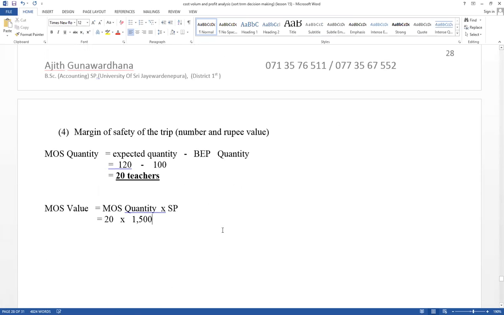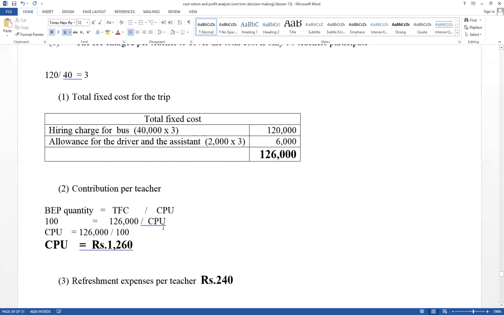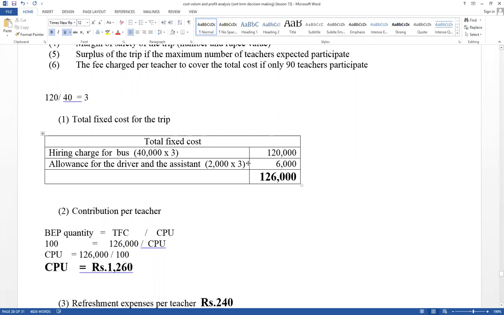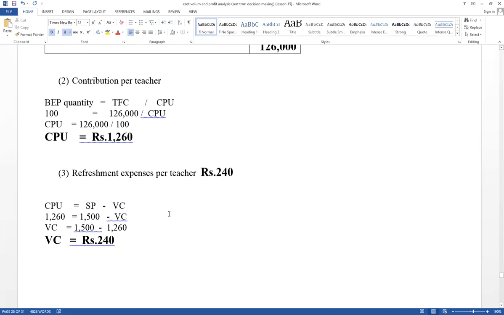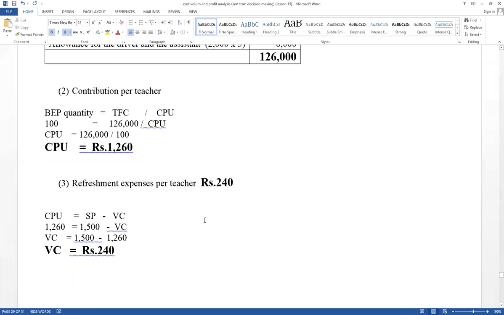Therefore, the margin of safety value, the rupee value answer: this one times this one equals 30,000. This is the margin of safety value, and this is the margin of safety quantity. Think about total fixed cost. The requirement is the same, but with a given wage difference of 20 marks. Contribution per unit, the variable cost, and the margin of safety quantity. And think about requirement 5.